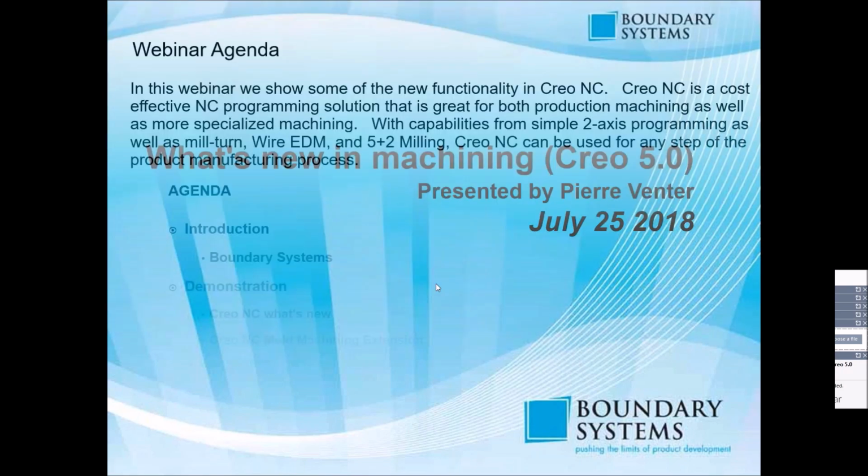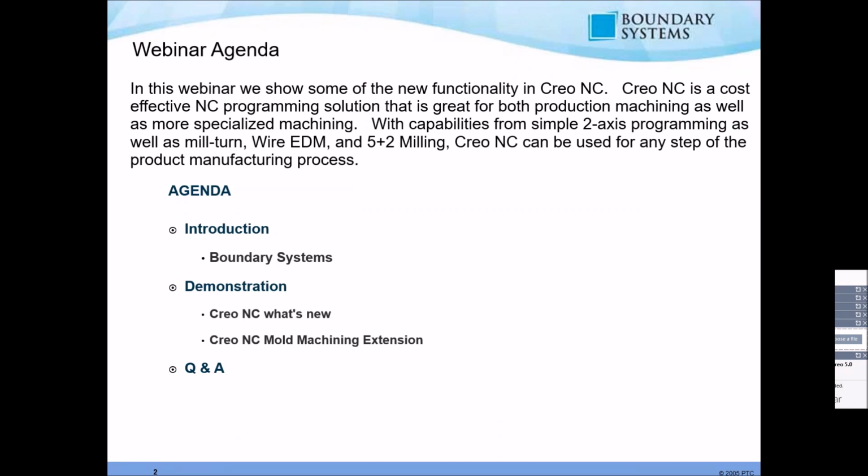So we'll just do a quick overview of what we'll discuss today. So there's the webinar agenda. So we'll look at what's new. I'll start off with a short introduction about Boundary Systems, and then we'll jump onto a demonstration where I'll show you one or two things that are new in Creo 5, and then we'll look at the big new thing, which is the NC Mold Machining Extension that's available now.